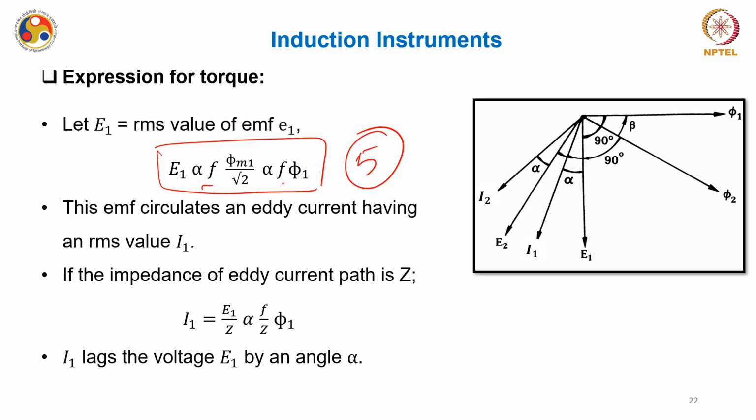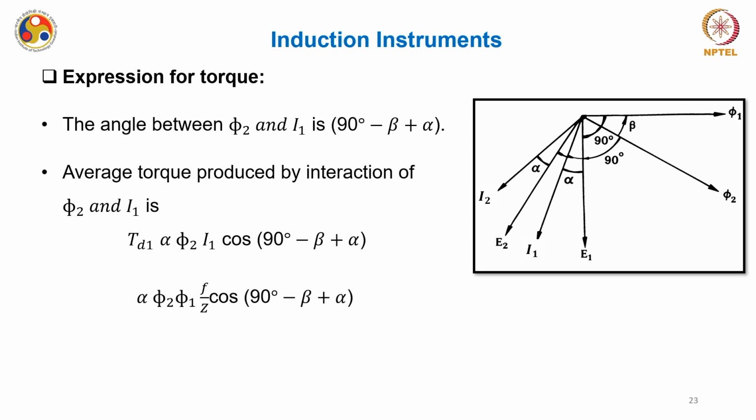Now, this EMF circulates an eddy current having an RMS value of, say, I1. If the impedance of the eddy current path is Z, I1 can be written as E1 by Z. E1 from expression 5 is proportional to F phi 1, so I1 is proportional to F phi 1 by Z. Now, let I1 lag the voltage E1 by angle alpha. Let us see the phase diagram of this flux and the currents.